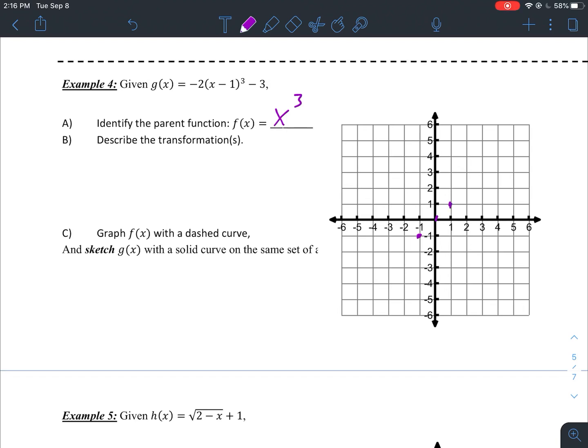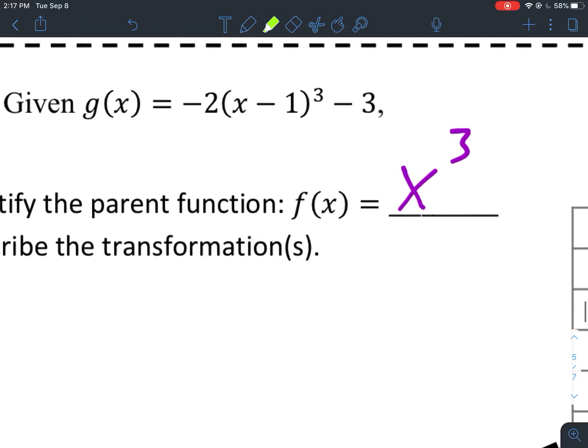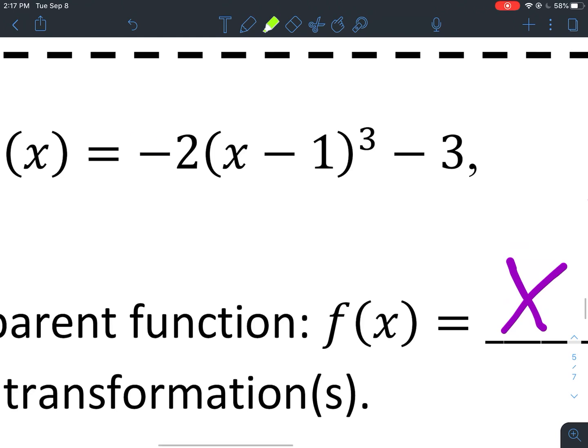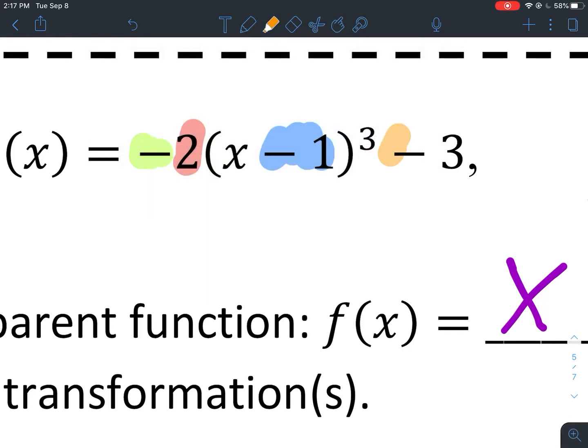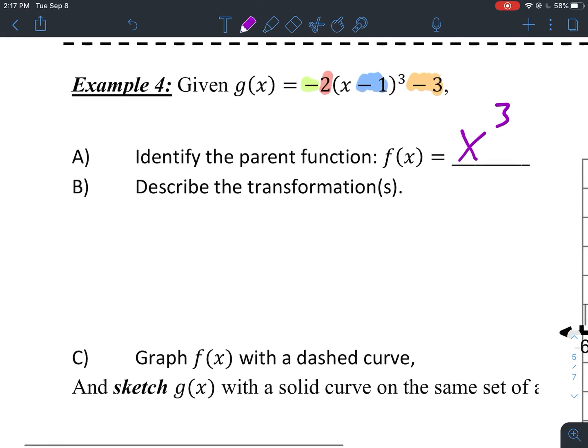I know my cubic function has these points on it here. It's like -2, -8, +2, +8, somewhere around there. And it looks like that. All right, we can see there are 4, count them, 4 transformations. So let's go through those.